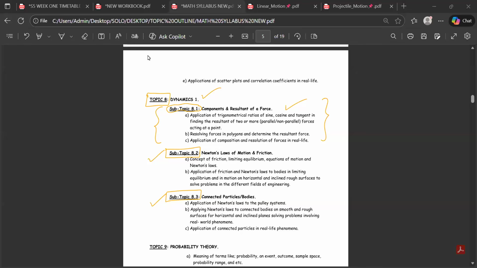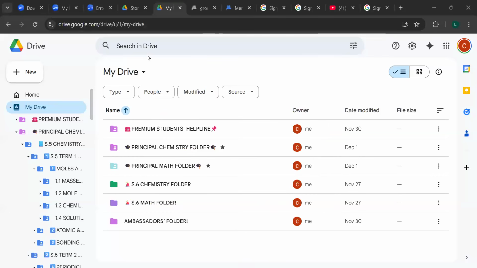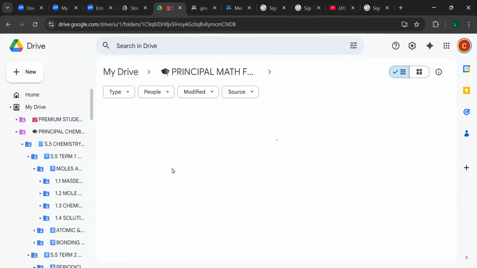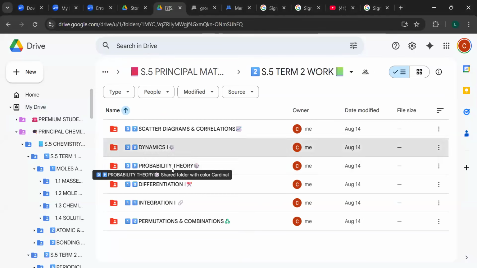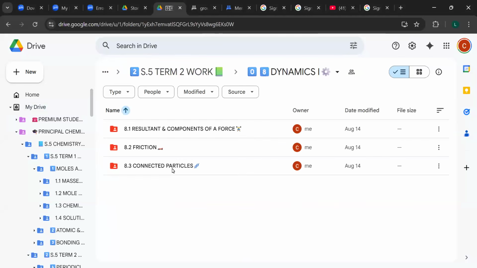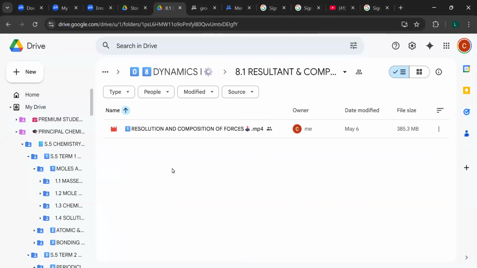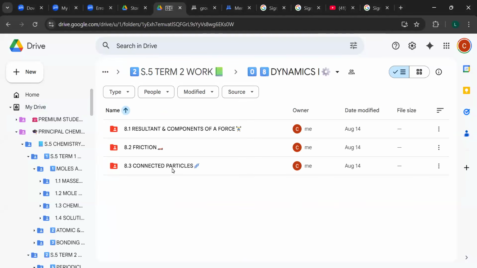Someone has sent me a private message that I should show it to them. Okay, the direction is simple. When you go to the principal math folder, you go to senior 5. We have said term 2, then topic 8. I think you can see topic 8 is dynamics 1. So dynamics 1, that's where you can find resultant and components of a force. And that lesson is there, as you can see. Hope you get my point. Then the other ones, that is friction and connected particles, we've not yet covered.